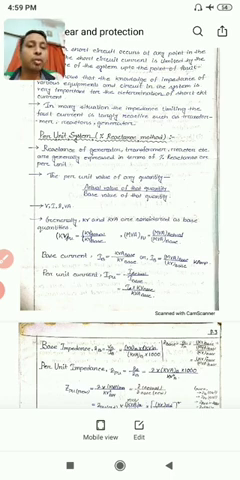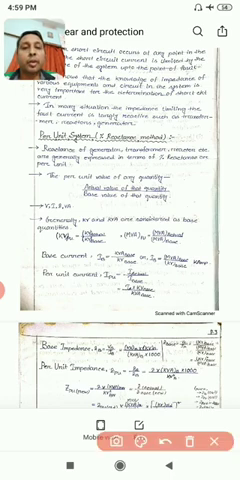So let us go through some of the formulas given here. I will try to discuss this as simply as possible, so that the formulas don't create any problems for you. This is the first definition they have given: the per unit value of any quantity is the actual value of the quantity divided by the base value of the quantity.